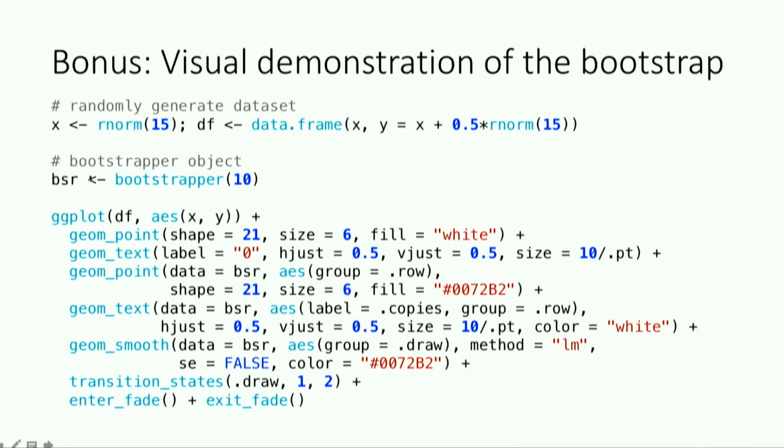This is the trick here. I'm assigning this bootstrapper to an object, and then I'm using it here to draw points, here to draw text, and here to draw the bootstrap lines. And so they all see exactly the same bootstrap. And so that makes it easy to make really quite fancy visualizations, hopefully easily. That's all I have. Thank you.